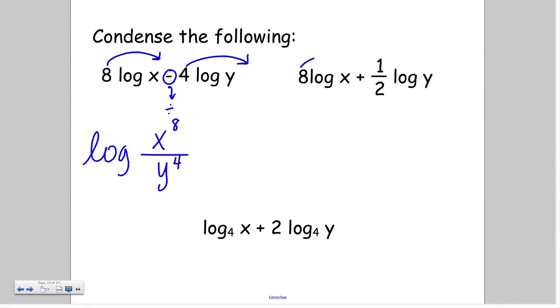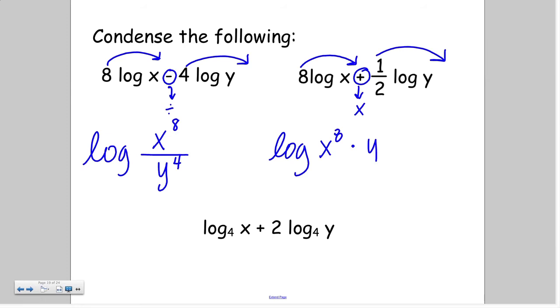Alright, you've got numbers in front. So those will go to the back. You've got addition, which means multiplication when you condense it. So 1 log of x to the 8th times y to the 1/2. The y to the 1/2 could also be written as the square root of y.